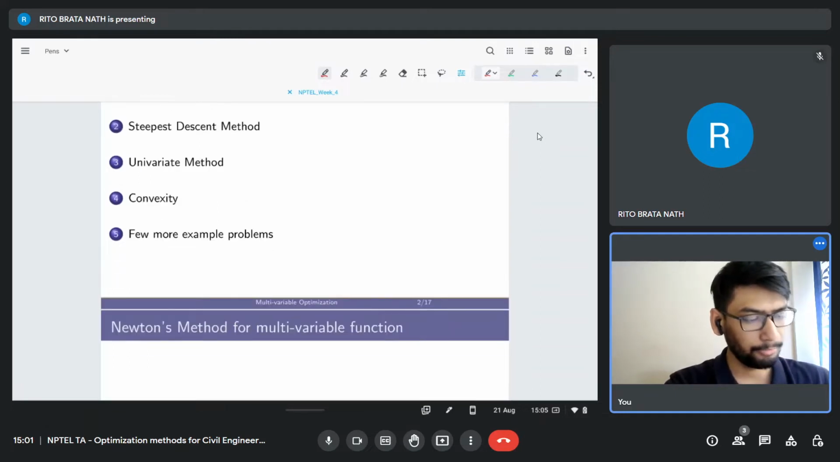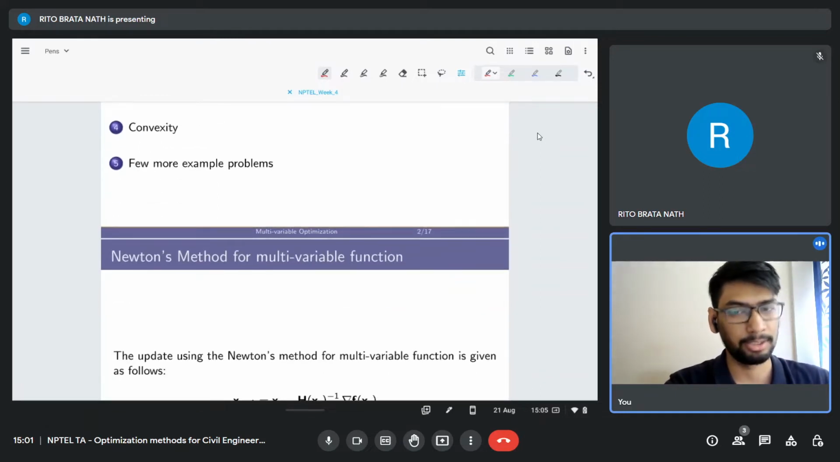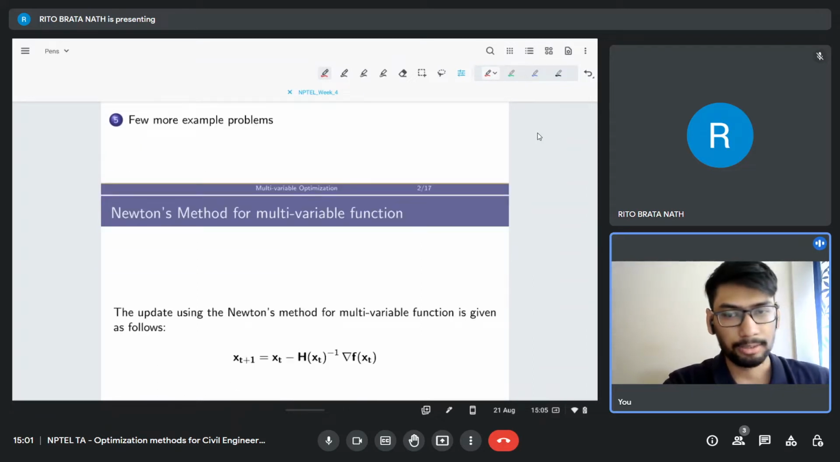The first topic that I wanted to cover is Newton's method for multivariable function. This method was not covered in the lectures that were posted because I think sir covered only Newton's method for single variable functions. But I think you'll find some problems related to multivariable functions as well, and you have to solve those using Newton's method. So I'll be discussing this at first.